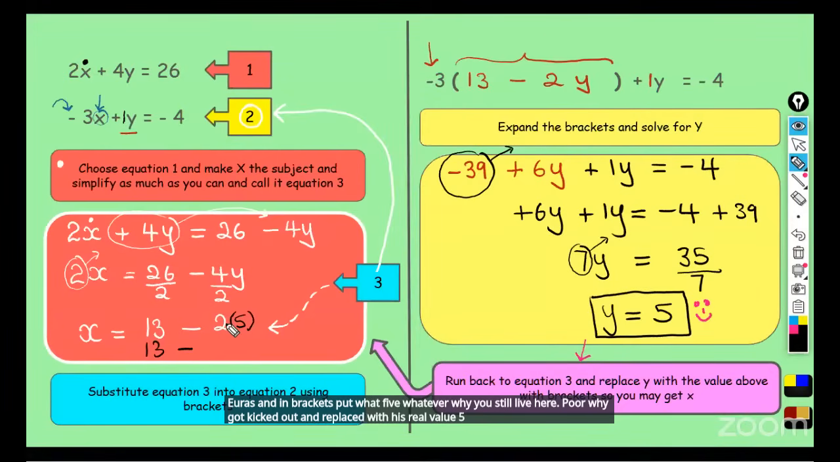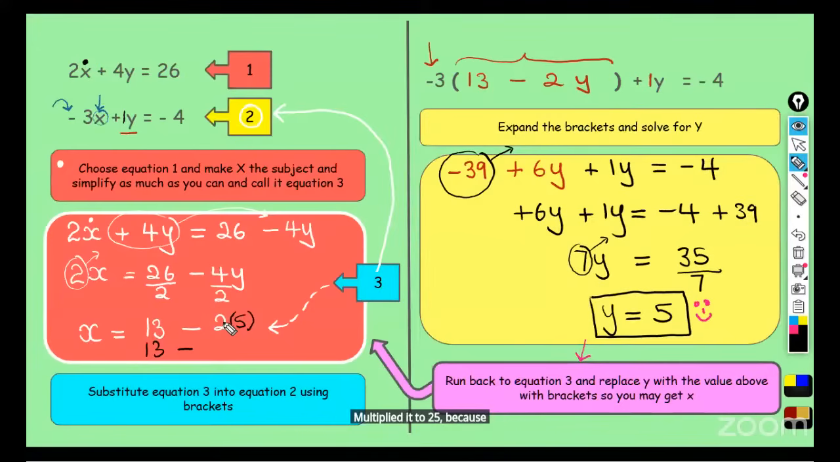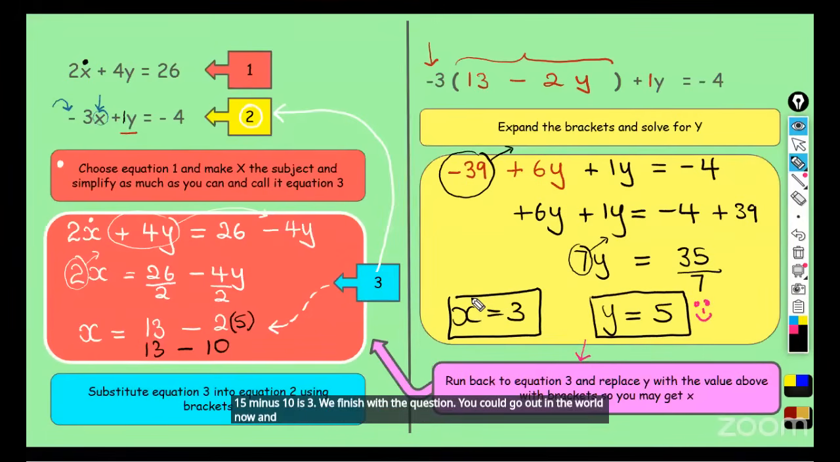Multiply the 2 and the 5, because when you have two things separated by brackets, it's a secret multiply. 2 by 5 is 10. So x is equal to 13 minus 10. So x is what? 3. 13 minus 10 is 3. We're finished with the question. You could go out in the world now and shout out, x is 3, y is 5.